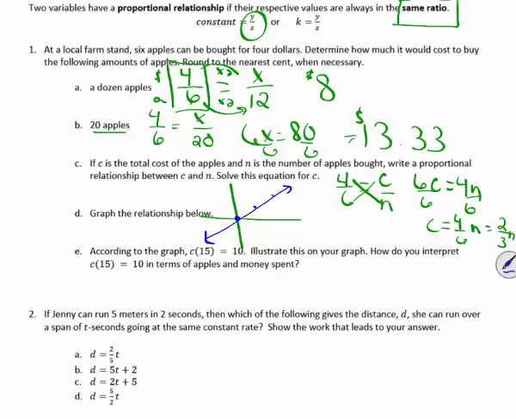According to the graph, C of 15 equals 10. Illustrate this on your graph. How do you interpret C of 15 equals 10 in terms of apples and money spent? I don't know what that means. I'm sorry. So I'm assuming that means that for $10, for 15 apples. I'm not really sure. Sorry about that.